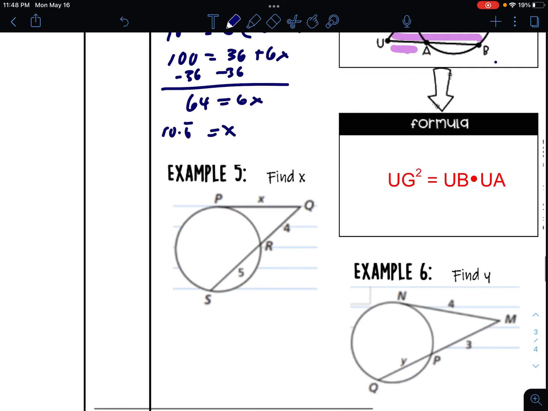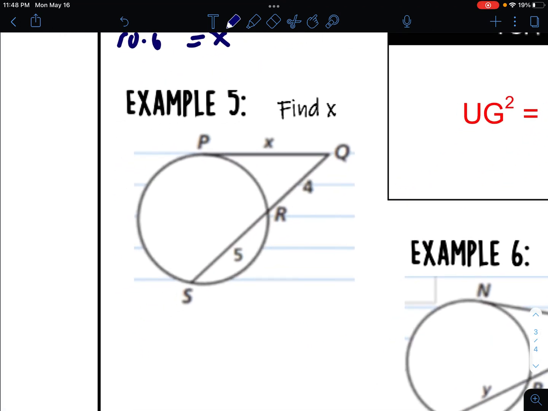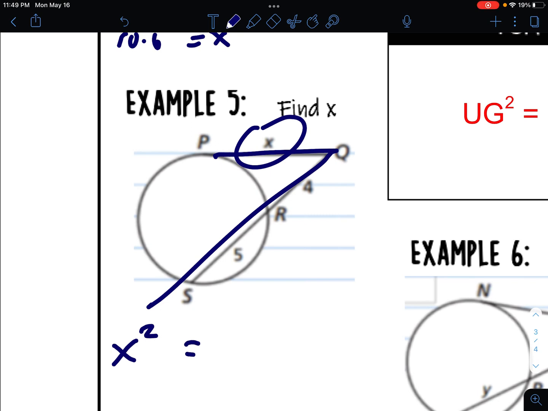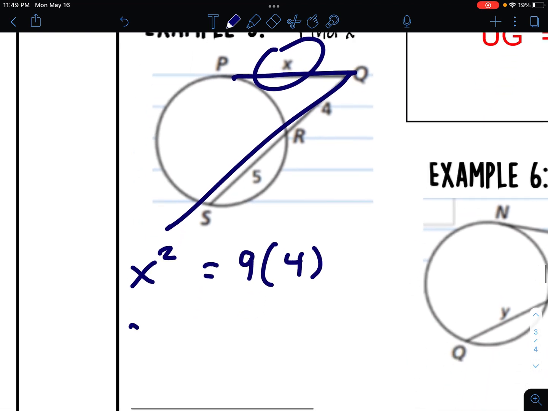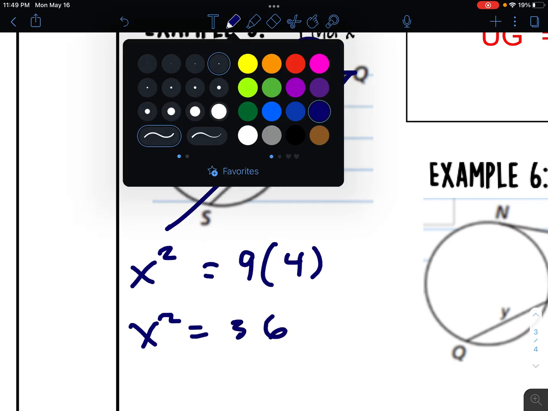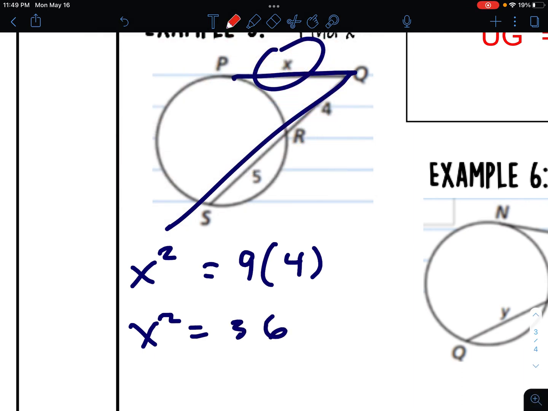All right, second example, we have a tangent and a secant. The tangent is squared, so x squared is going to equal the whole segment, 5 plus 4 is 9, times the outside segment, which is 4. And we get x squared is equal to 36. Again, this is good practice, what we've been doing all year. When we have a square, we take the square root of both sides, and x is going to equal the square root of 36, which is 6.